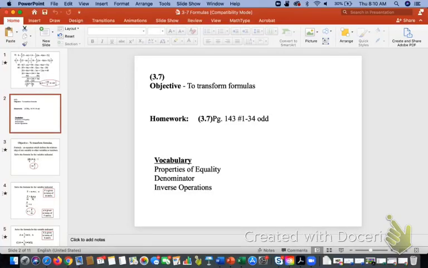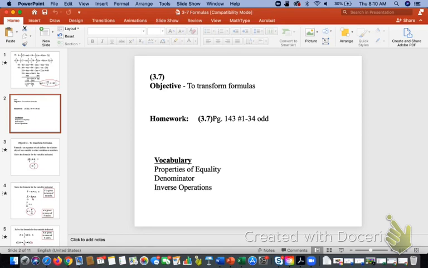All right, today we are doing section 3.7 in the Green Book, Transforming Formulas. You're doing page 143, number 1 through 34 odd. And vocabulary we'll be using is properties of equality, the denominator, clearing the denominator, inverse operations.